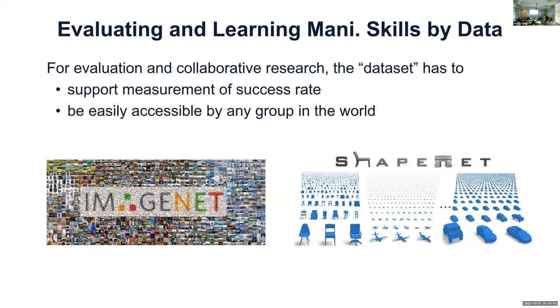A good data set needs to support the measurement of the success rate in a reproducible manner and also be easily accessible by any group in the world. Like in computer vision and graphics, there are prior works like ImageNet or ShapeNet, which have significantly pushed the progress of the communities.